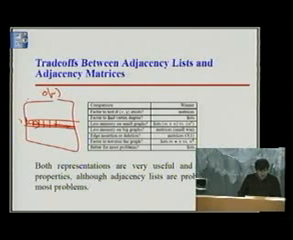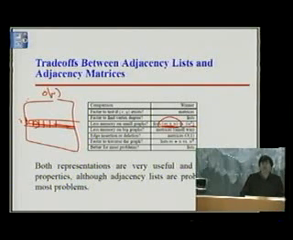Which one uses less memory on what I will call sparse graphs? Adjacency lists. Does everybody see that? An adjacency list will use n plus m space. A matrix will use n squared space. Big win on a sparse graph. Any questions here?